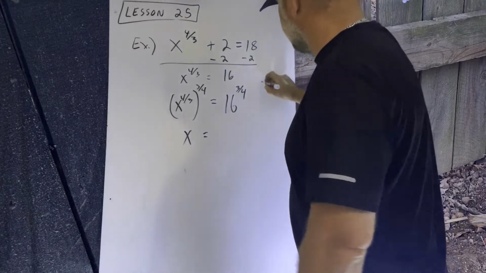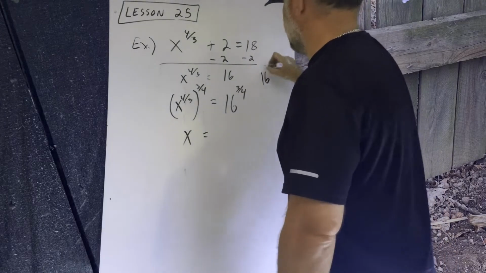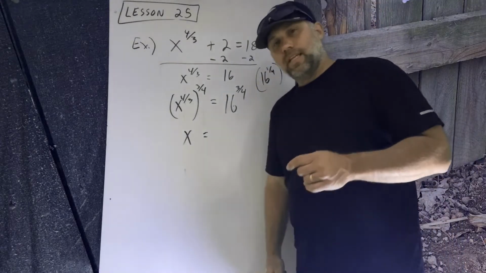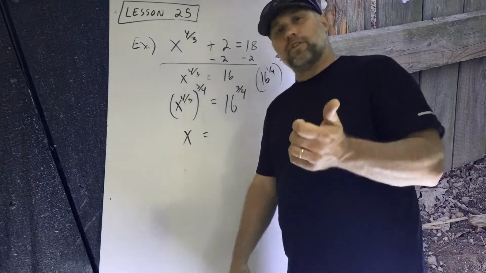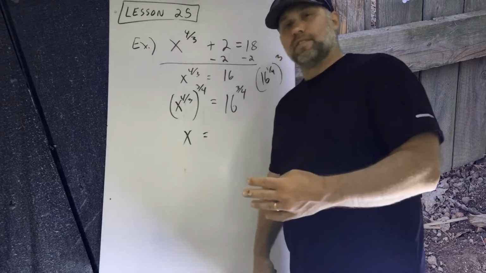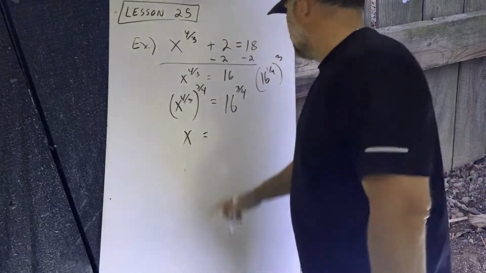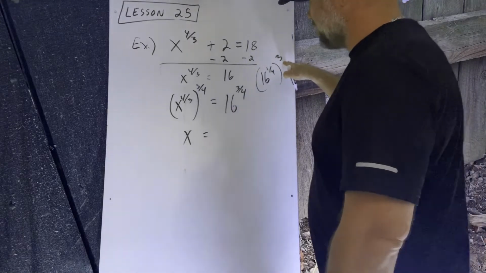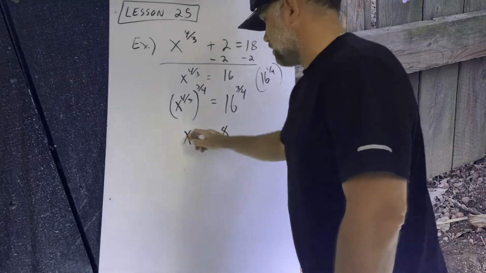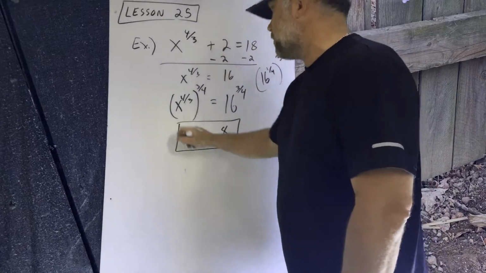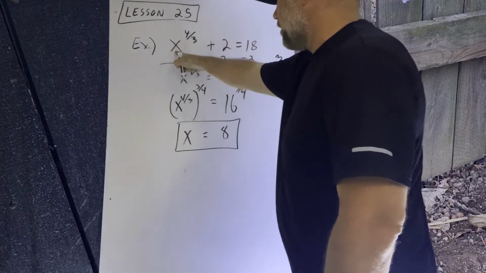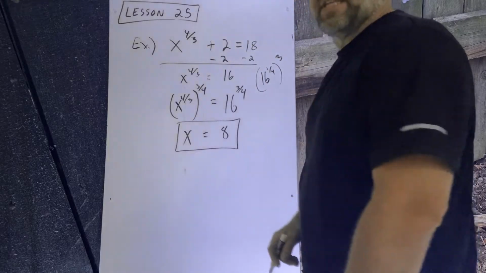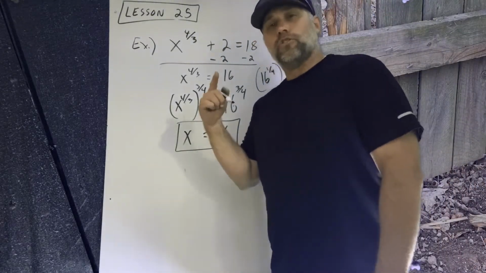16 to the 3/4 can be accomplished by doing 16 to the 1/4, to the 3rd. The 4th root of 16, you can do it on your calculator if you want. It's what number multiplied by itself 4 times gives me 16. The answer is going to be 2. That's going to turn into a 2. And then 2 to the 3rd power is going to give me 8. So 8 is going to be my final answer right there. If I plug 8 back in, raise it to the 4/3, add 2, I should get 18. All right, going to do one more.